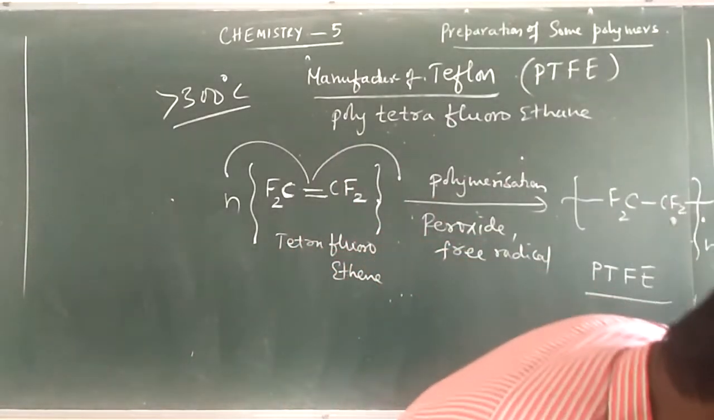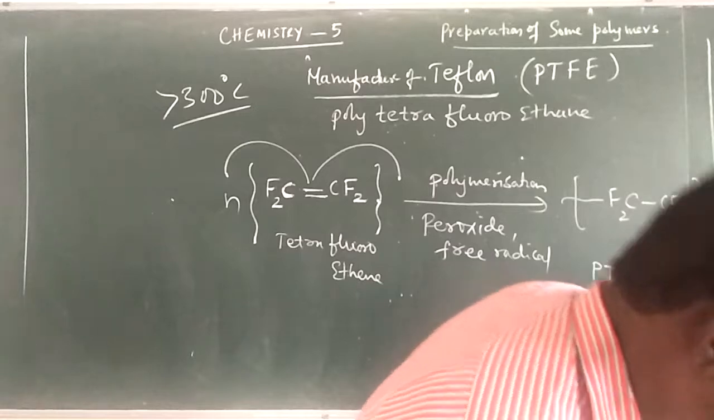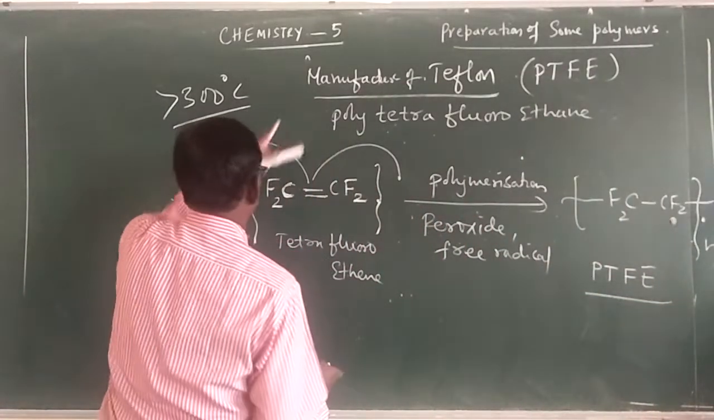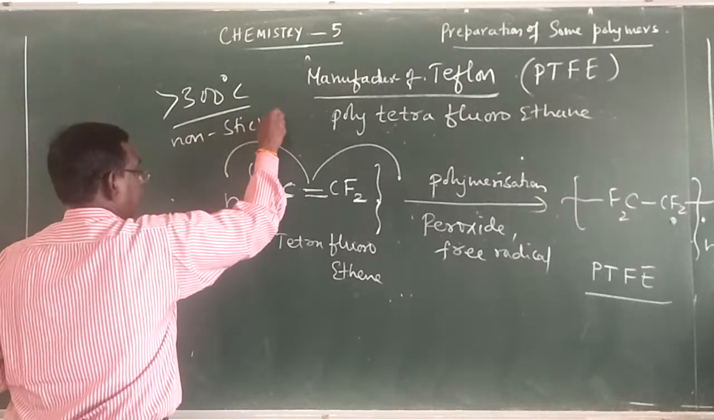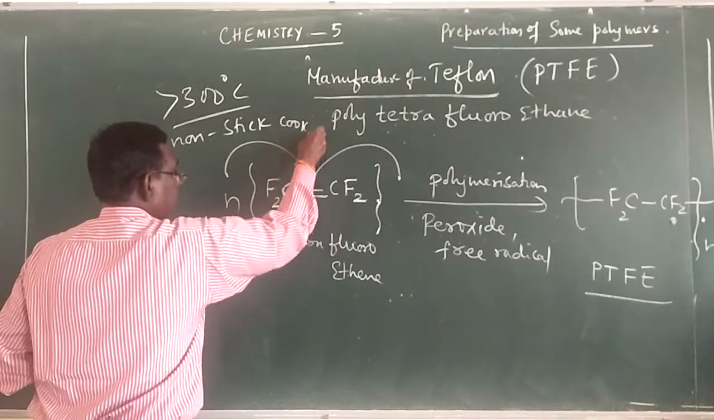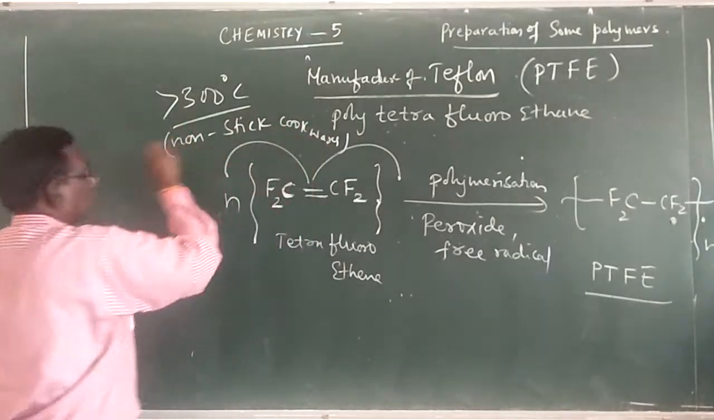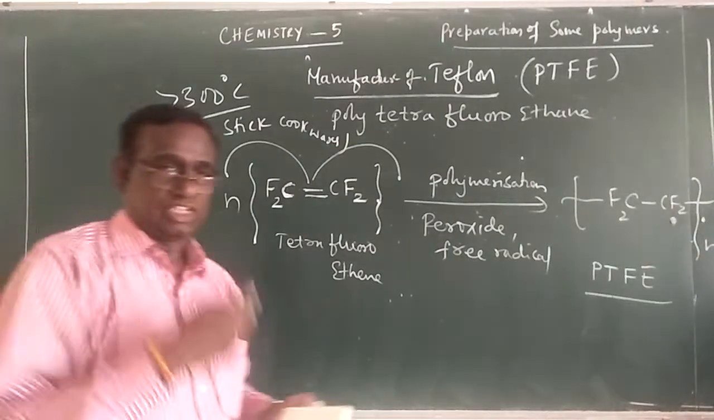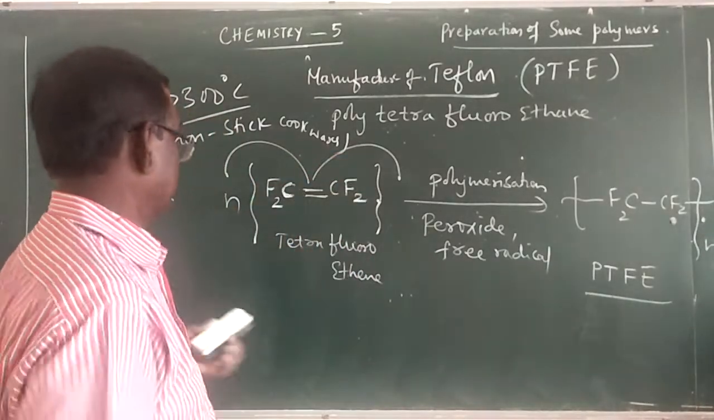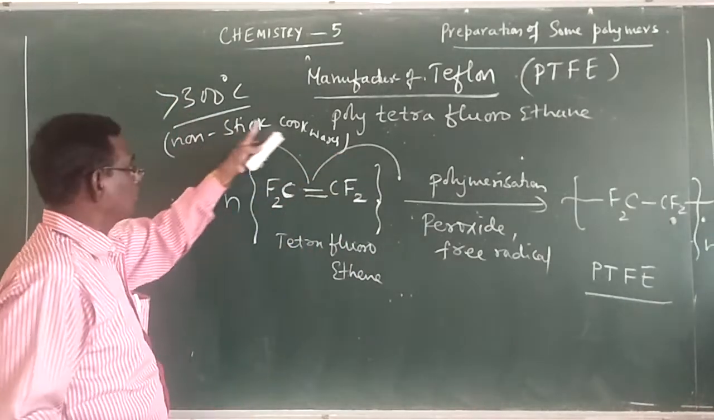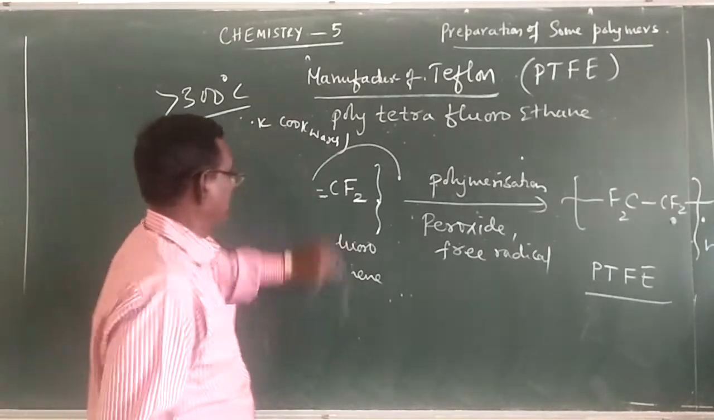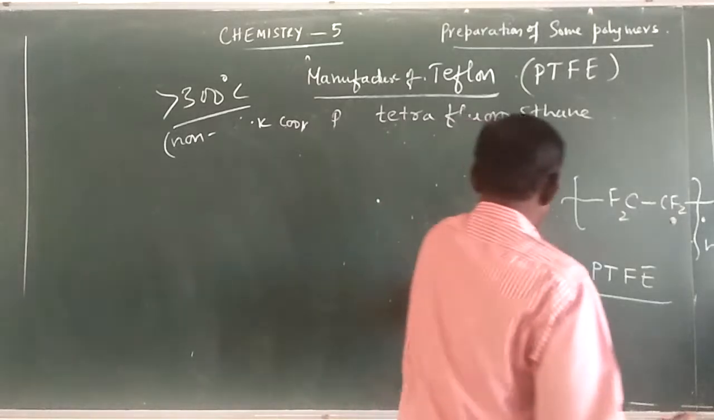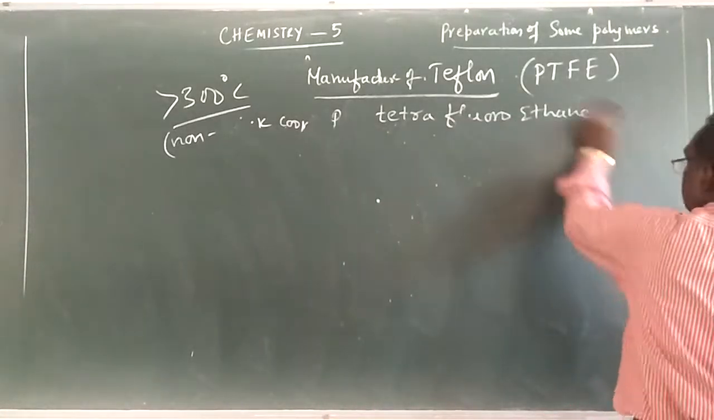So next, it is also called non-stick cookware. Therefore, they are called non-stick cookware. Vessels which are coated with Teflon are also called non-stick cookware. Okay. So this is one simple polymer, Teflon.